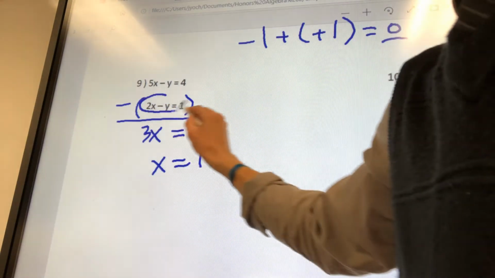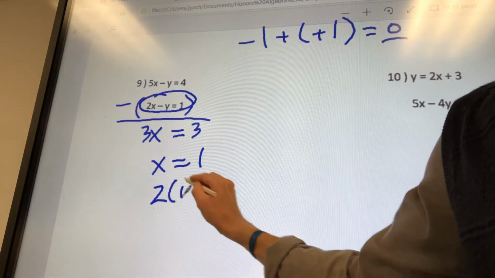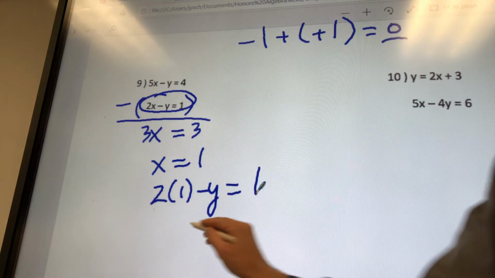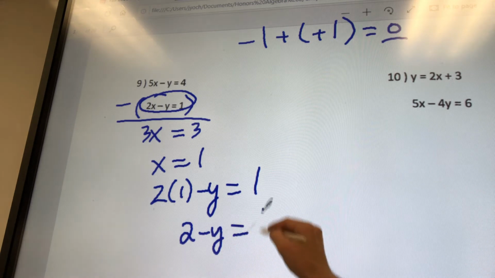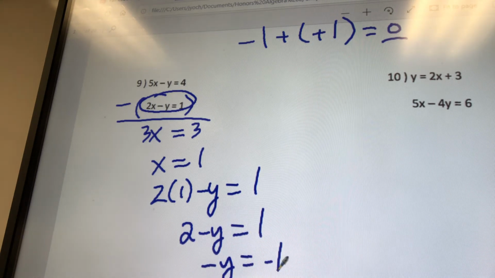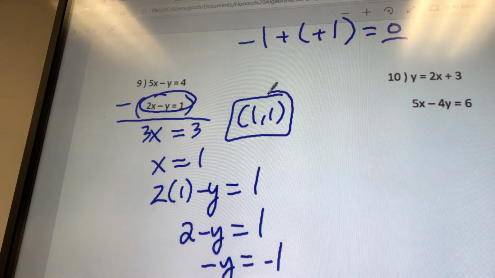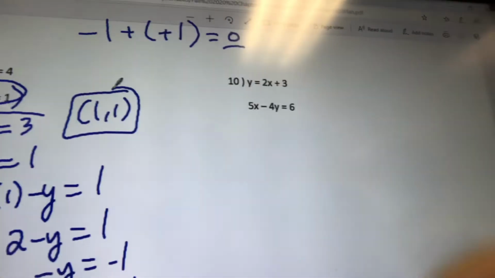Then I'm going to pick equation 2 to plug 1 in for x. 2 minus 1 is y, so 2 minus y is 1. Negative y is a negative 1, and y is 1. The answer is 1, 0. I'm sorry, 1, 1. That is elimination.